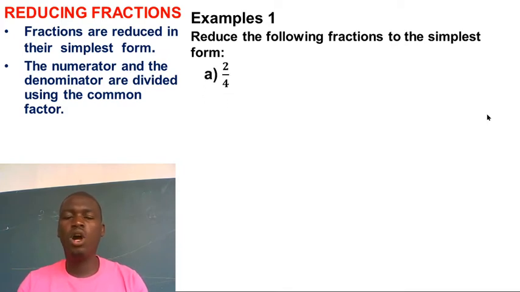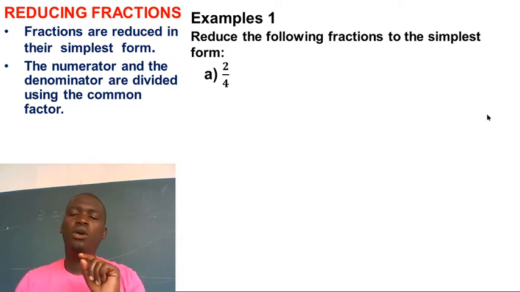A is 2 out of 4. We call it 2/4. The other time you shaded the fractions. When we mean 2 out of 4, you know the parts you're supposed to shade. You shade the 2 parts out of the 4 parts. So what do we do there? Reduce the following fractions to their simplest forms.